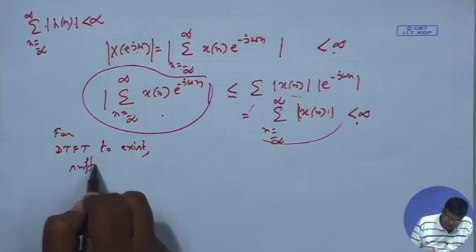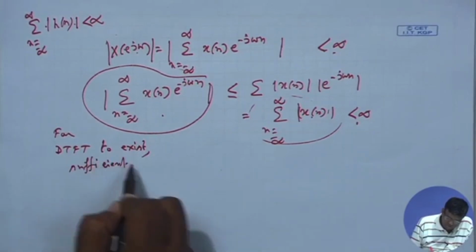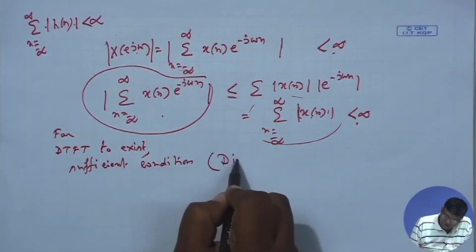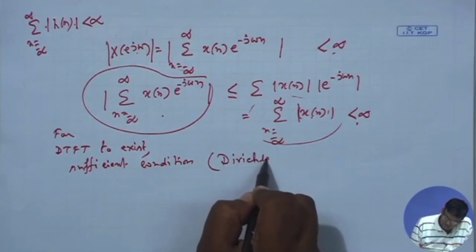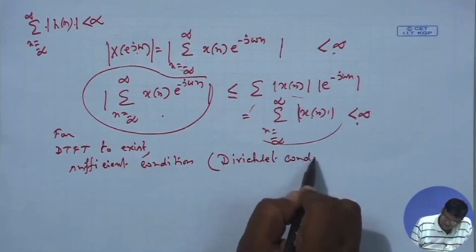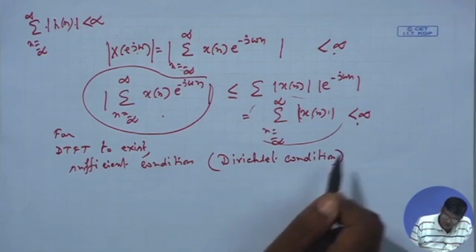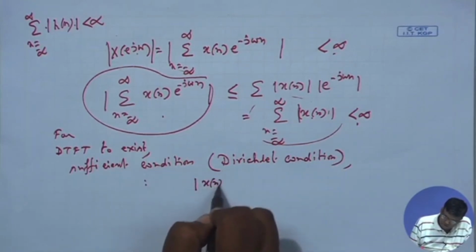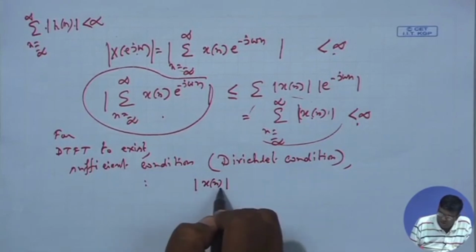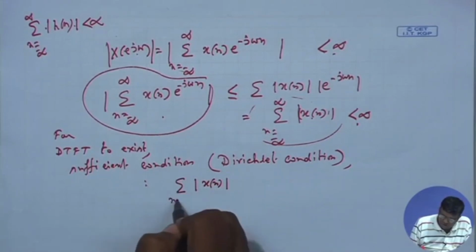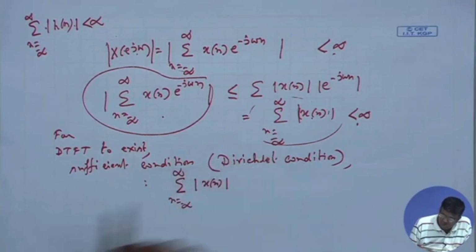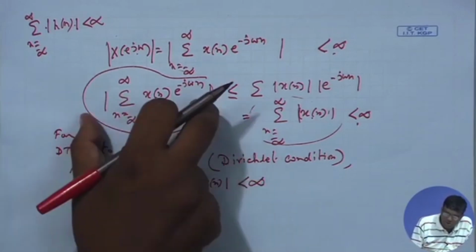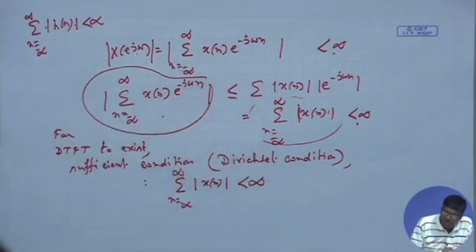A sufficient condition, also called the Dirichlet condition, is that if you take the absolute value of every sample of the sequence x n and then sum the absolute values over all the indices, the sum should be finite, that is, summable. If this is satisfied, that is, this mod sum is less than infinity, the DTFT exists.